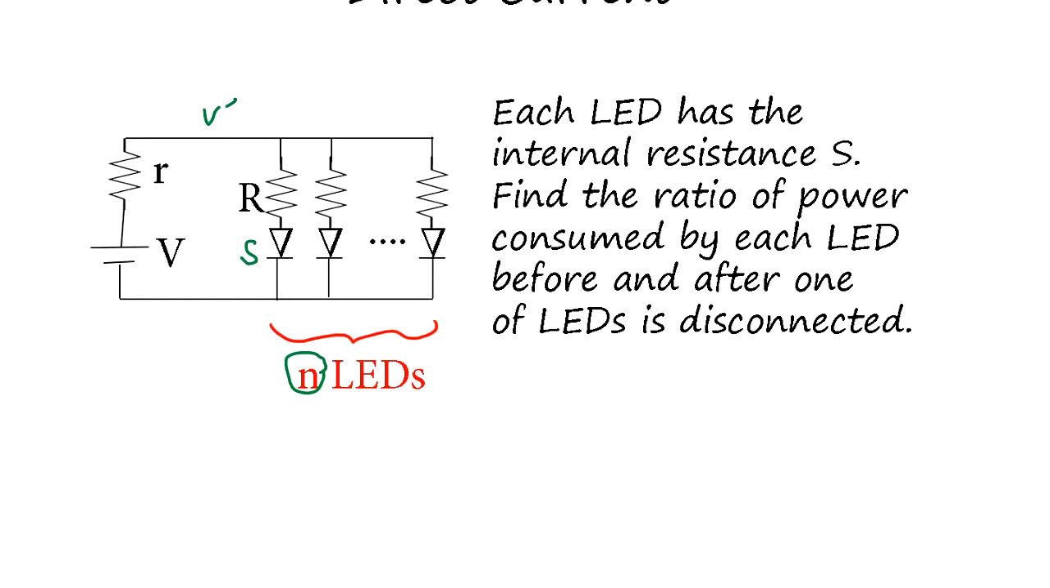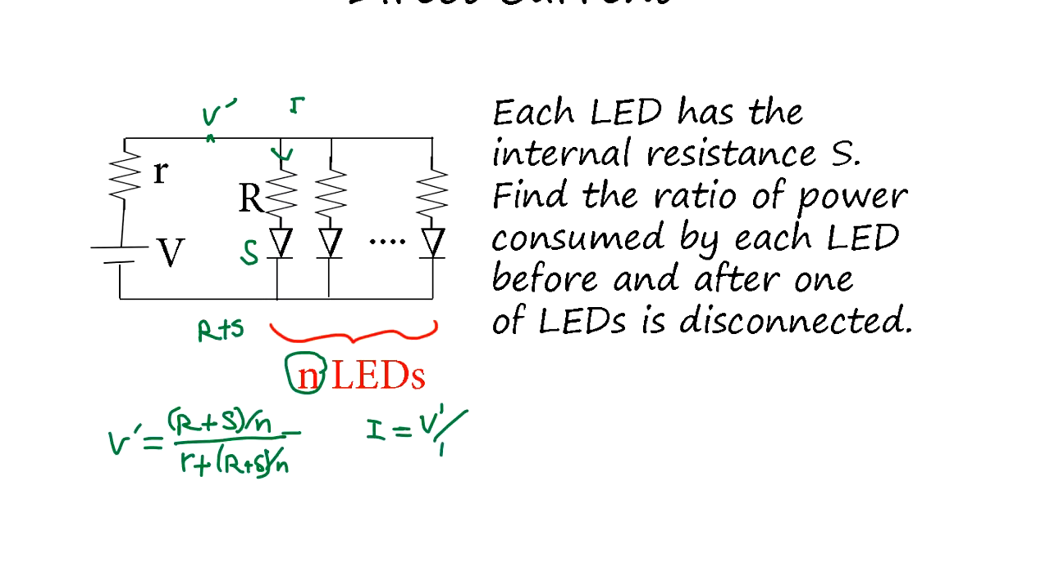Okay, so having N of them, this resistance is R plus S. So voltage is R plus S divided by N, because N parallel, then R internal resistance plus R plus S over N. Okay, so what's happened is the current I is V divided by R plus S. So actually it's NR plus R plus S. Don't forget the B.